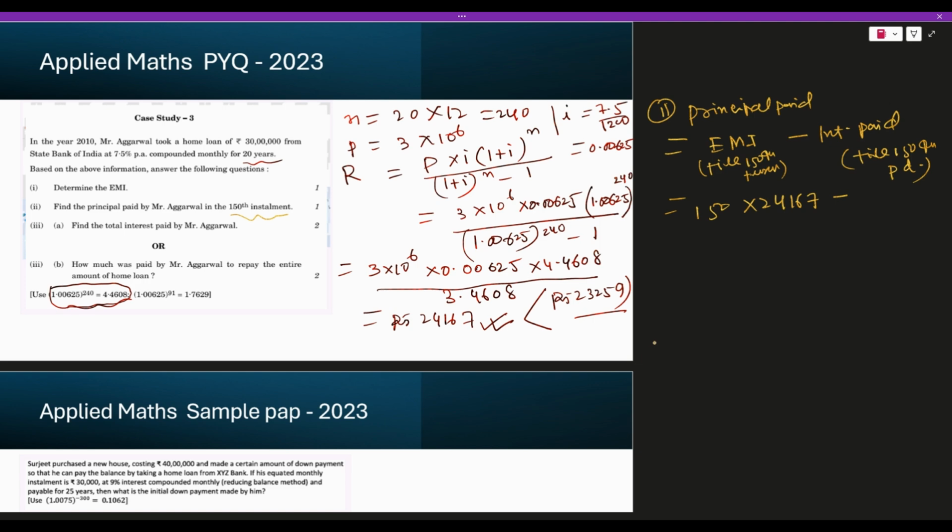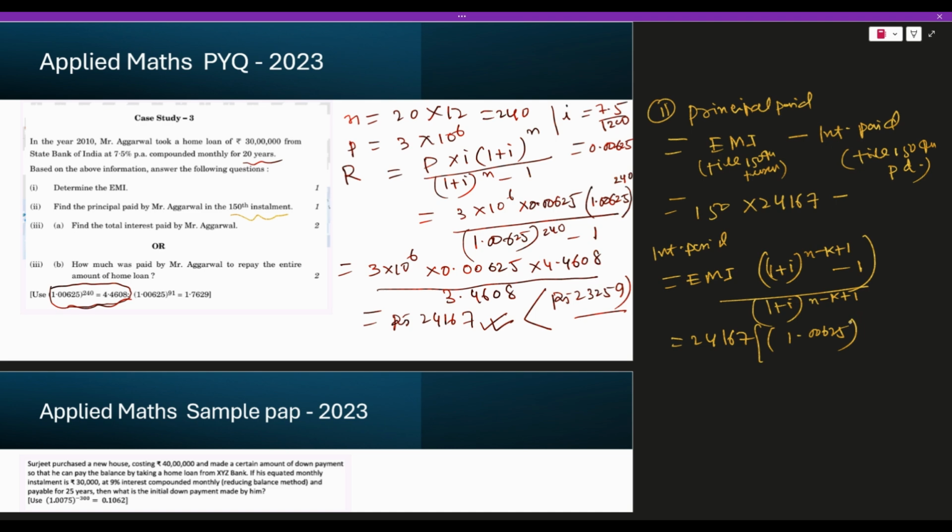What is the formula for that? This formula I have written. Interest paid, I remind you again, applied maths formula is very important. 1 plus I to the power n minus k plus 1 minus 1 that divided by I to the power n minus k plus 1. Okay? Use this. Put all the values. 24167. This is 1.00625. I'm showing you in details. K will be 150th. N was 240. This minus 1 by 1.00625.